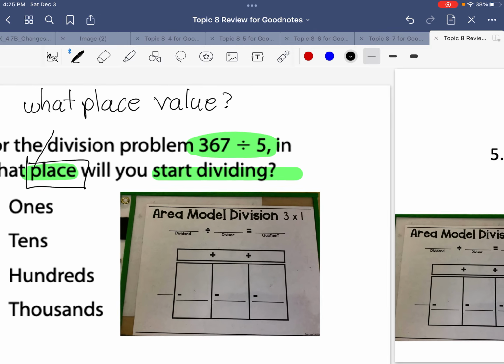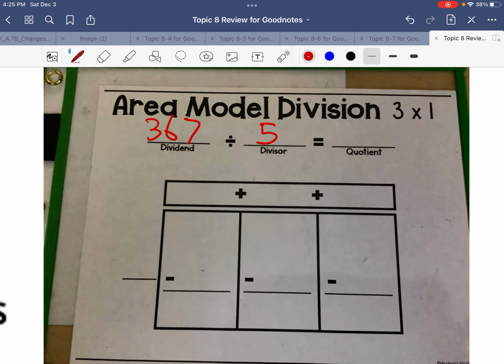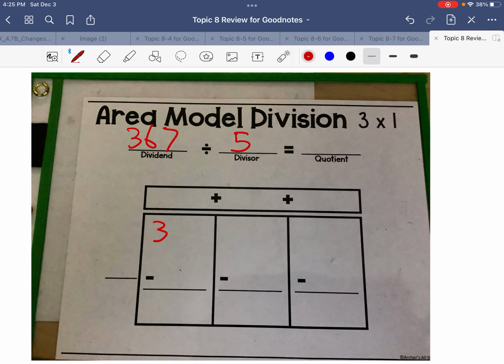So I'm going to set this up. My dividend's my big number, so 367. My divisor's my small number. 3 goes in the first box, 6 in the second box, and 7 in the third. 5 is going to go on the side. Put my steps, divide, multiply, subtract, bring up, repeat. Okay.